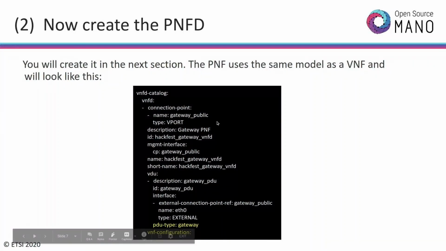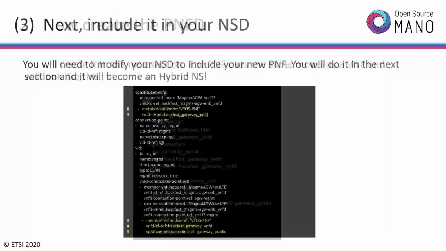This single parameter, PDU type, is indicating to OSM that this is a PNF, and it has to go to the list of PDUs that we're creating in the system and grab one instance and mark it as used, so that no one else can use it again. Okay. So you are creating a new PNF, and then you are making it part of your network service.